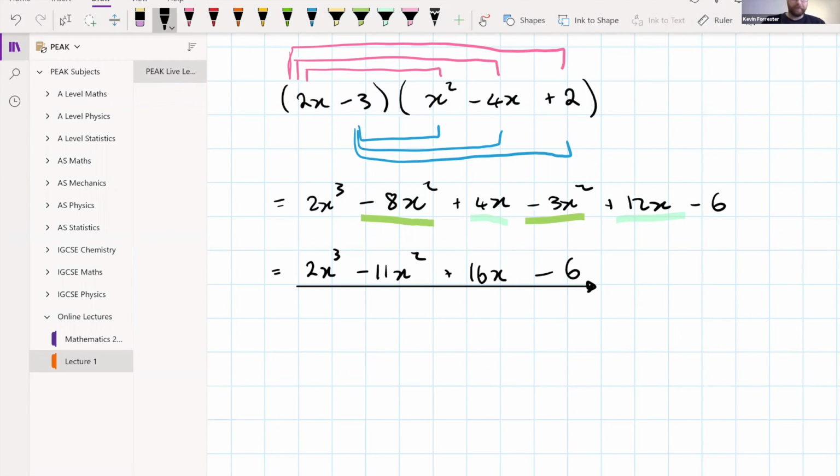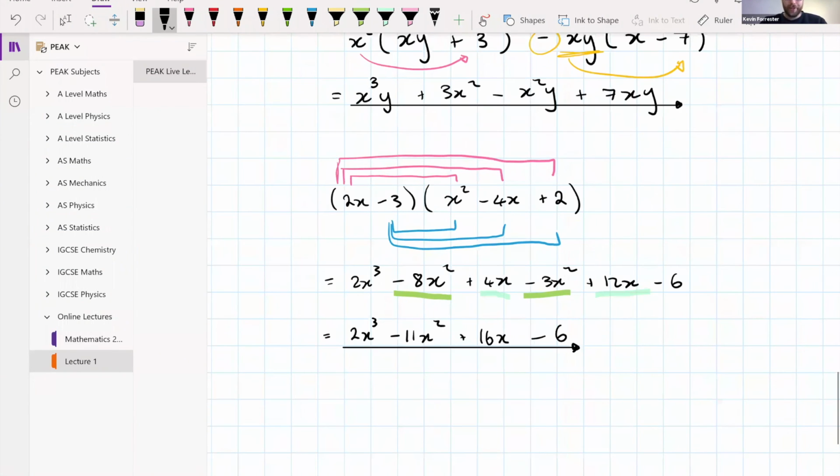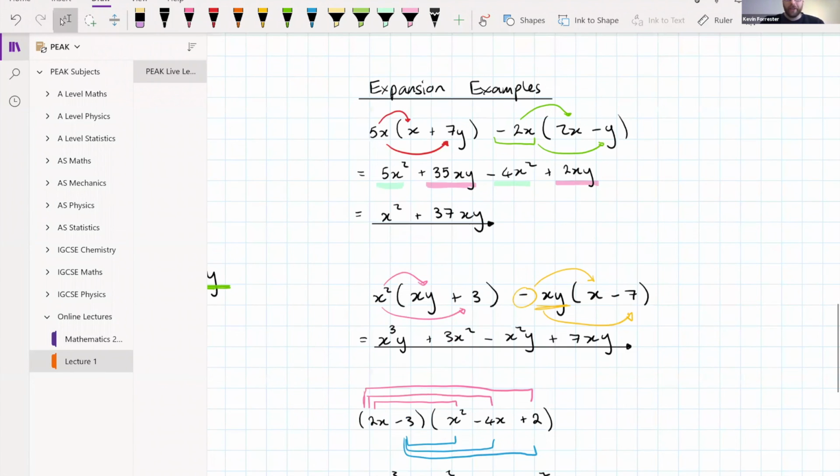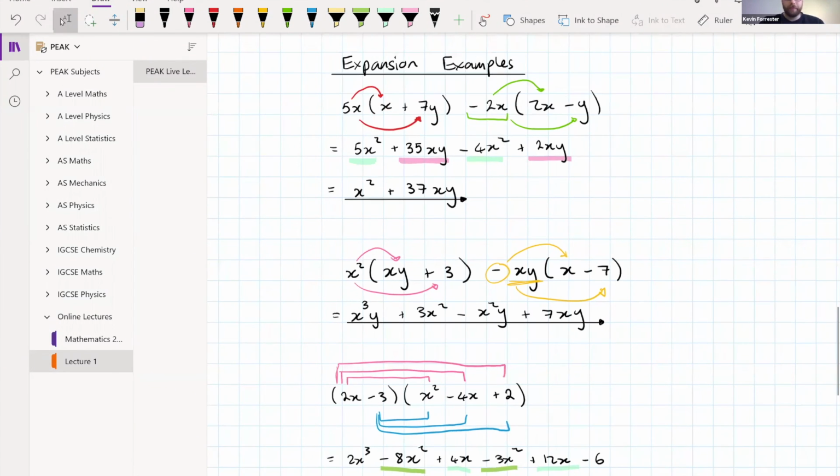Okay. Right, only got 12 minutes left, so we should move on to some factorization examples.